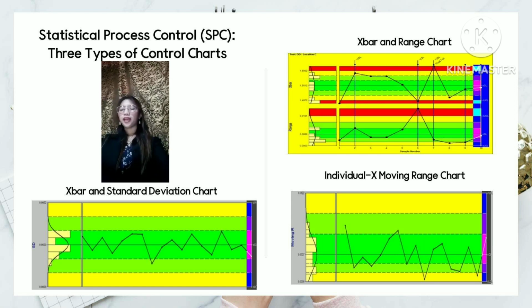And the last one, X-bar and standard deviation chart. This chart is primarily used to show how much variation and dispersion exists from the average or our expected value. The X-bar and standard deviation chart is touted for helping manufacturers, engineers, and operators understand variation better.